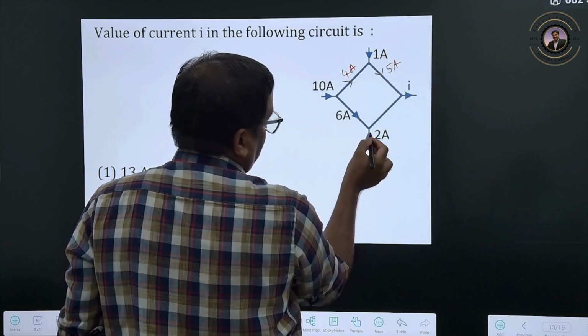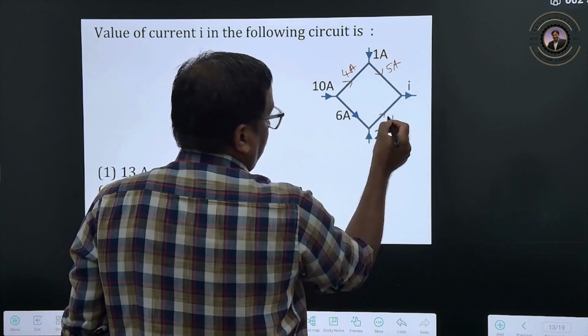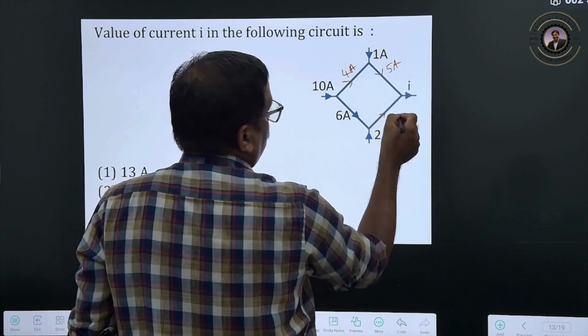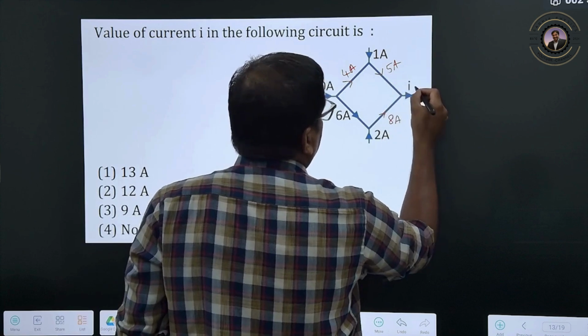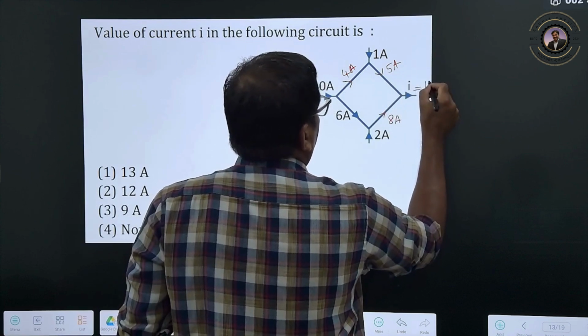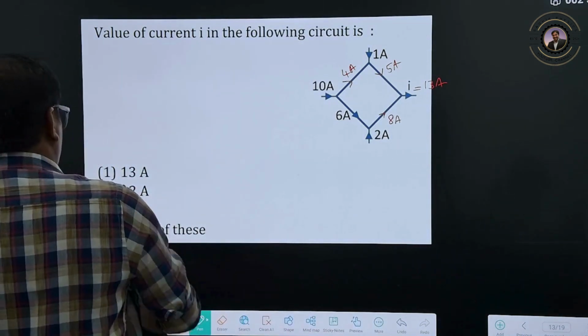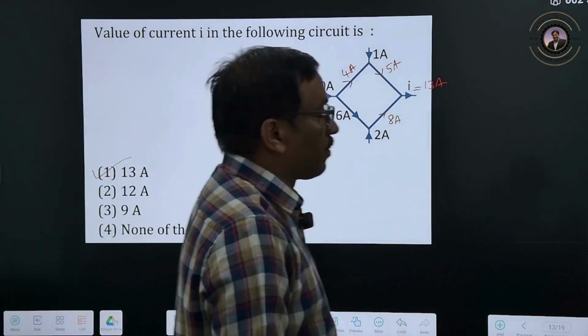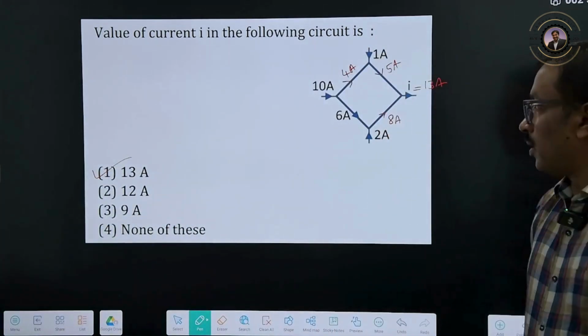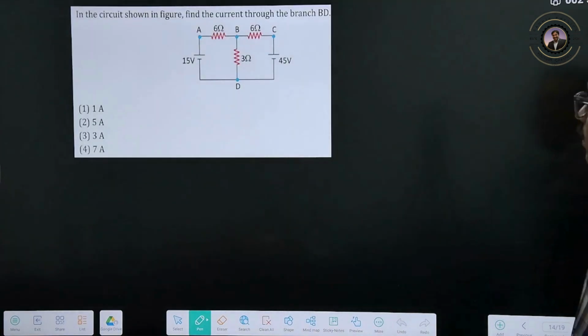Here 6 ampere is coming. So this 2 ampere is added. 8 ampere it will be there. So therefore 8 plus 5, therefore 13 ampere will be your answer. Clear? 13 ampere will be your answer. First option. Clear? Now we'll go for one more question.